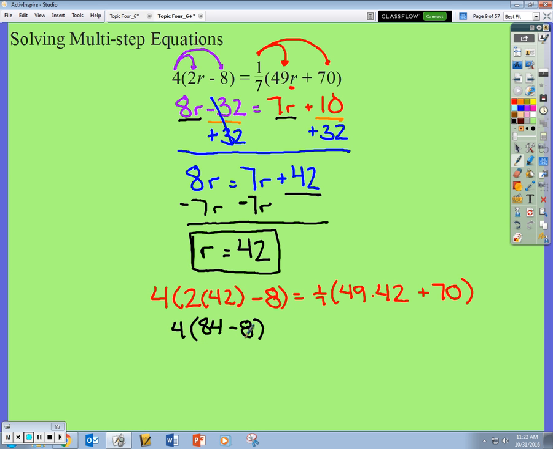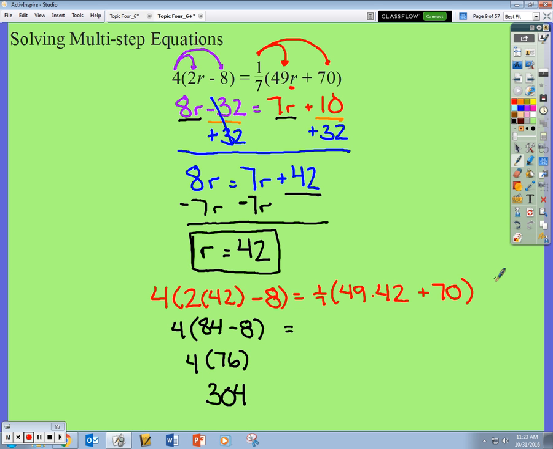Well, 84 minus 8 would give me 76. And then 76 times 4. 6 times 4 is 24. 7 times 4 is 28 plus 2 gives me 30. So I need the other side of this to equal also 304. Again, they both equal that.